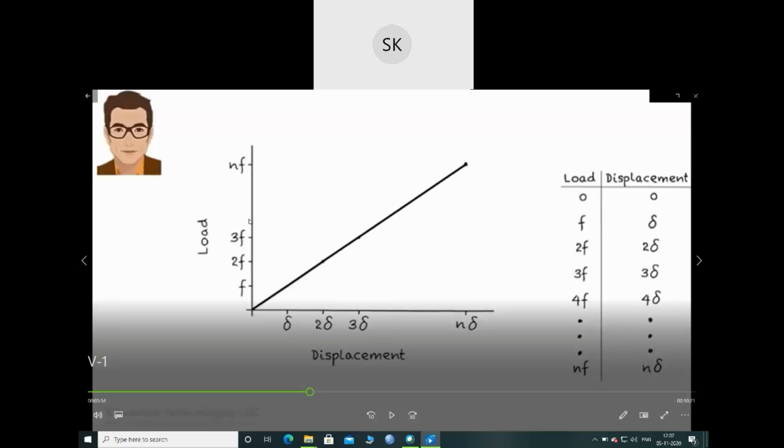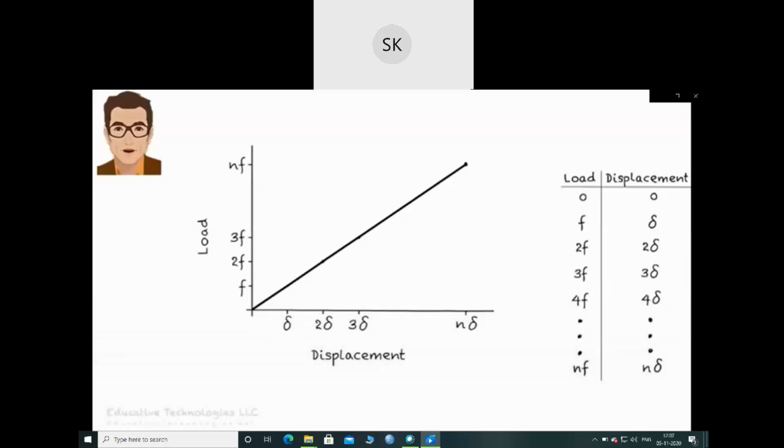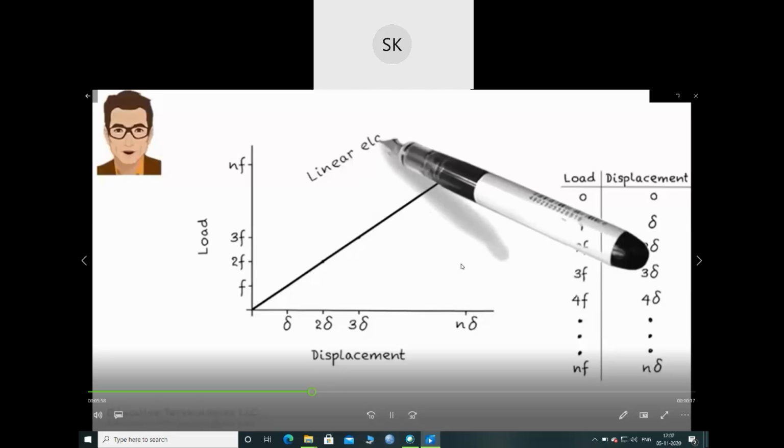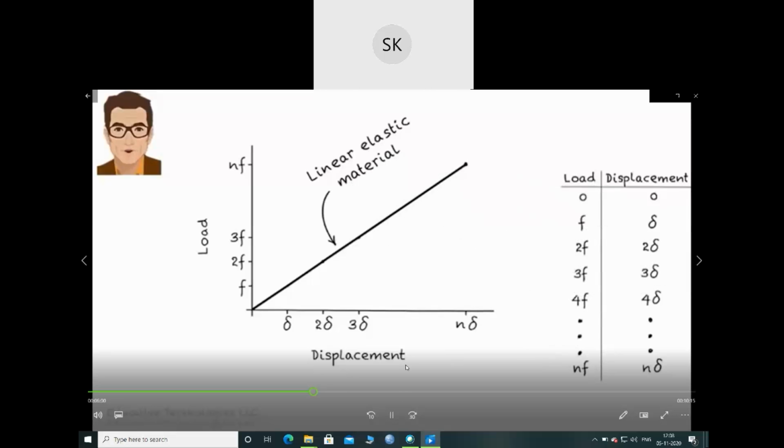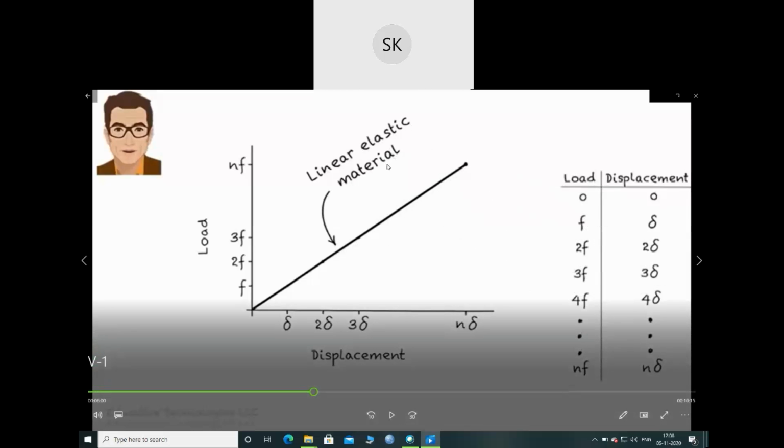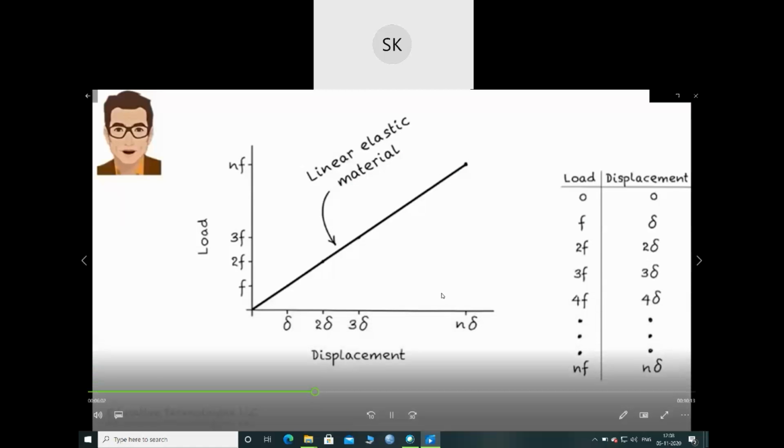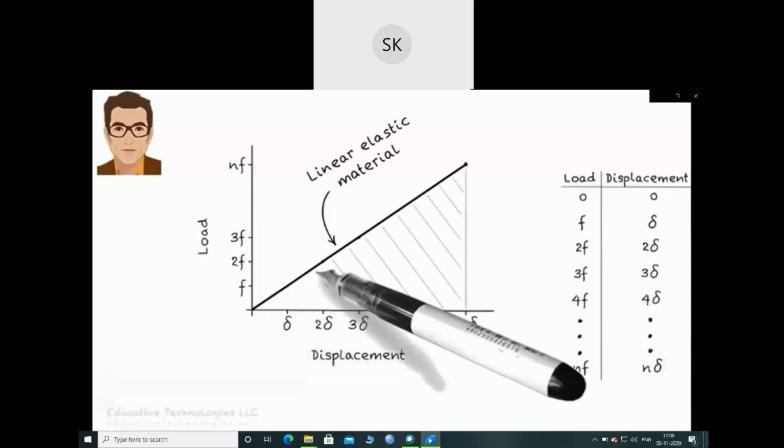So if I plot a load versus displacement curve, I'll get a straight line. That is, the relationship between load and displacement is linear. This is applicable for linear elastic material, because we're dealing with linear elastic material. The work done by the total load is simply the area under the line graph.